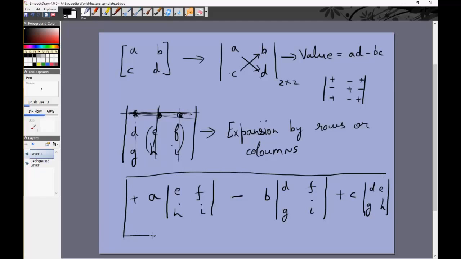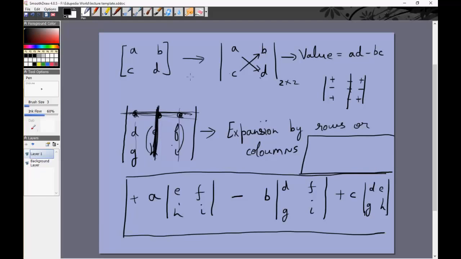So the value of the determinant of a 3 cross 3 matrix, we get that in terms of the values of 2 cross 2 determinants. Right. Now, what if we wanted to expand it about, let's say, the second column? Well, that's easy. It's minus, plus, minus. We'll take care of that later. But first, we are expanding it about the second column. Right. I'll just write the determinant here again for the sake of clarity.